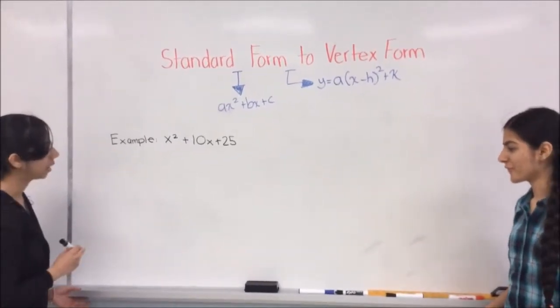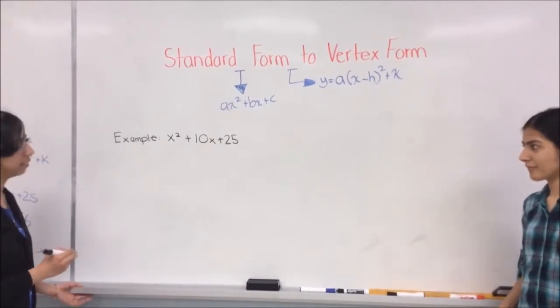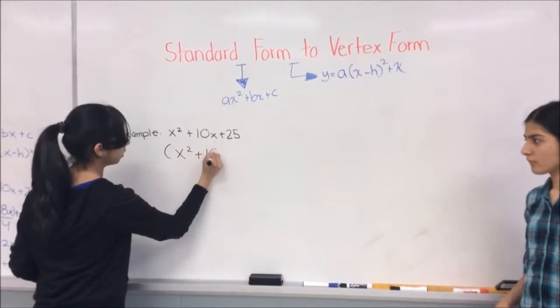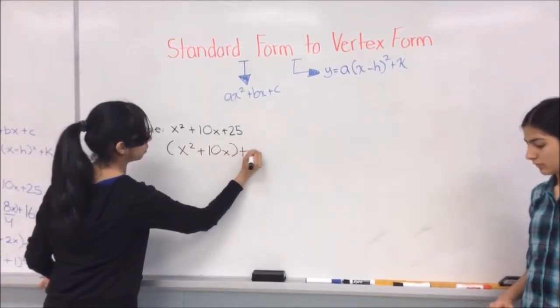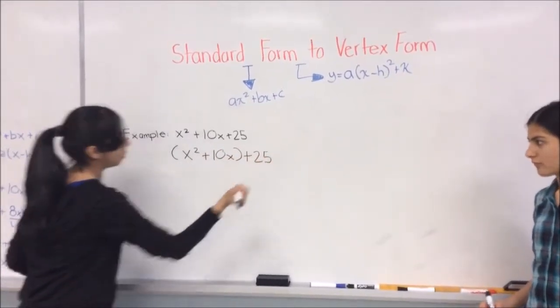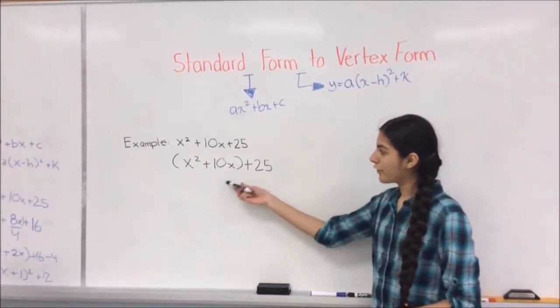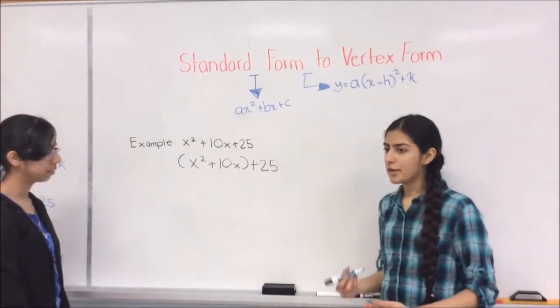First you're going to package terms a and b within a bracket and leave c the way it is. This should get you x² + 10x, and you're going to leave 25, which is the c term, the way it is outside the bracket. Now our next step is to complete the square. In this bracket we already have our a value and our b value. We just need to find our c value.